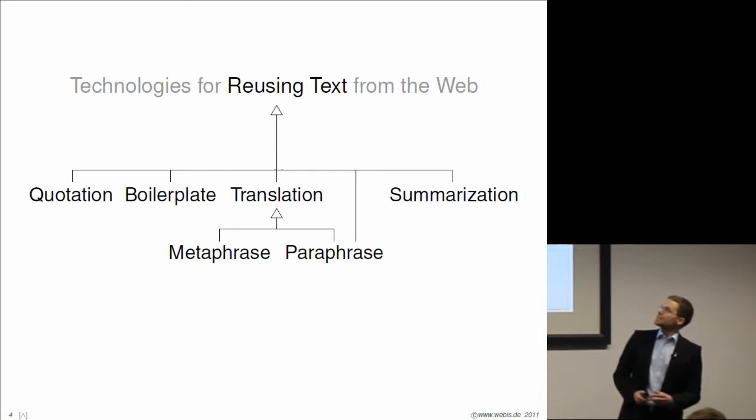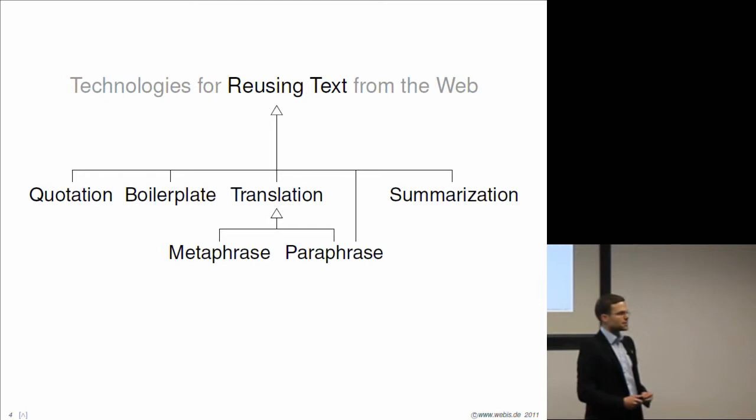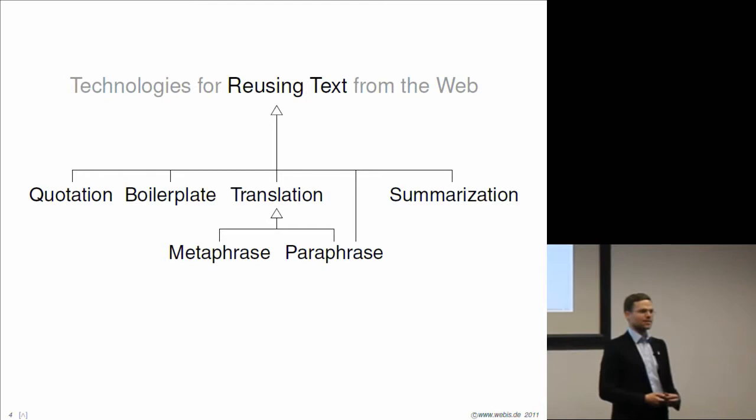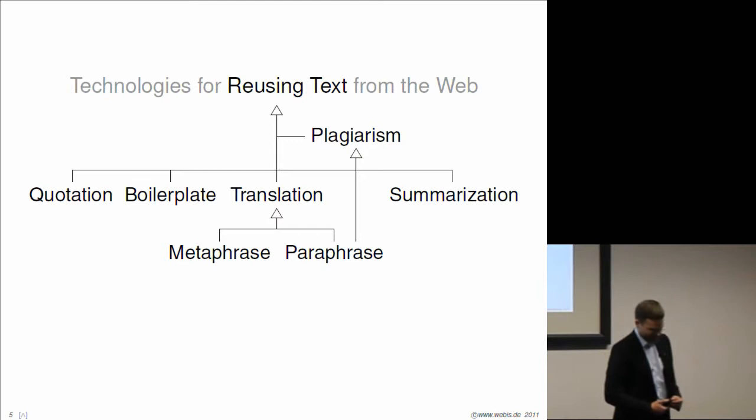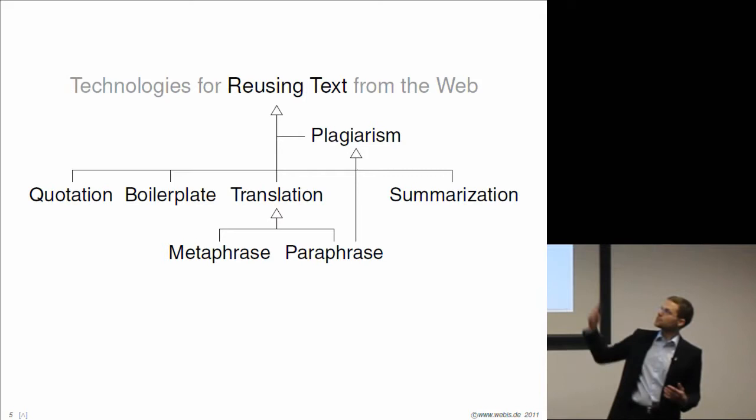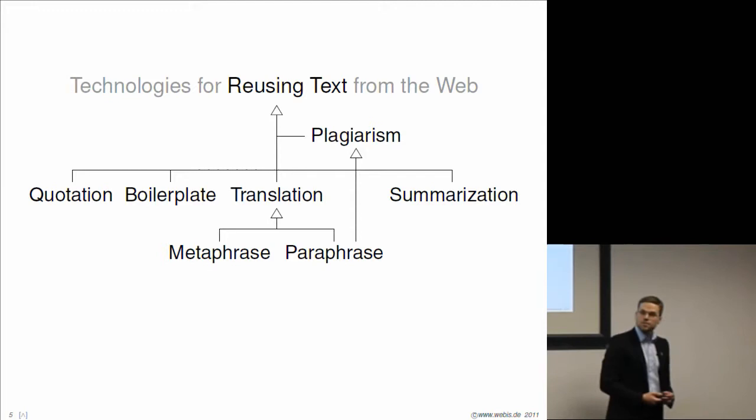Translations further divide into the so-called metaphrase and paraphrase. I will not go into detail about these two. There's one famous item missing from this list. You may already guess it. It's very famous in Germany as of recent, and it's called plagiarism. Plagiarism has a special role in this taxonomy. Plagiarism is a form of text reuse, but it turns out all other forms of text reuse I just introduced can be plagiarism under the right circumstances. This is why plagiarism is placed on top and has a connection to all the other forms of text reuse as well.